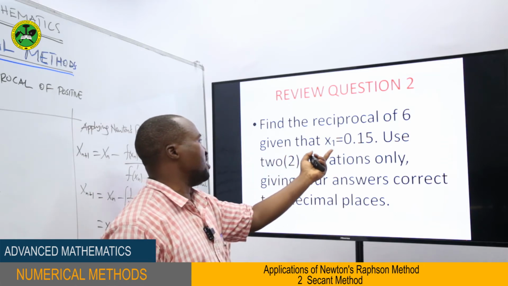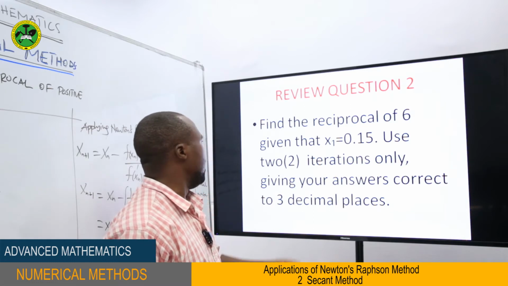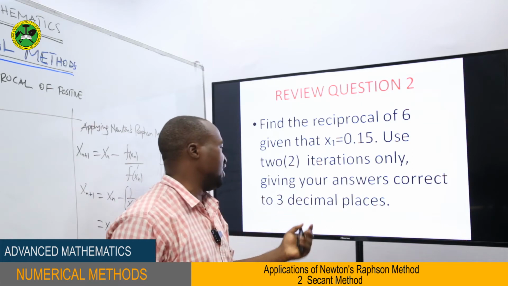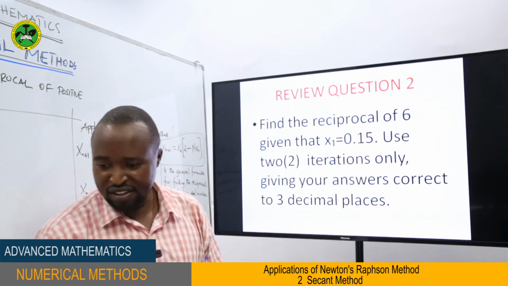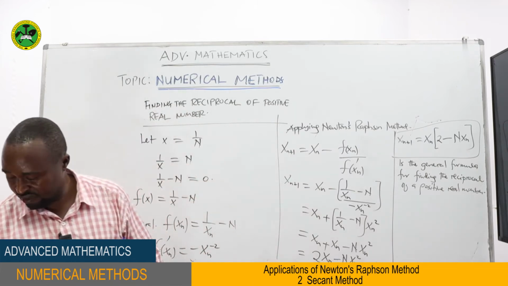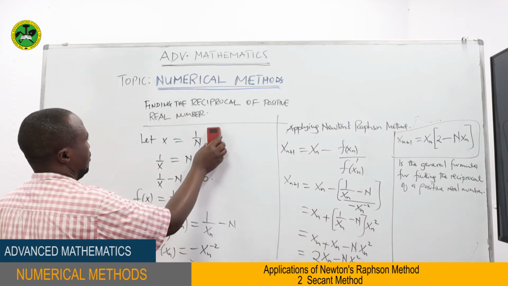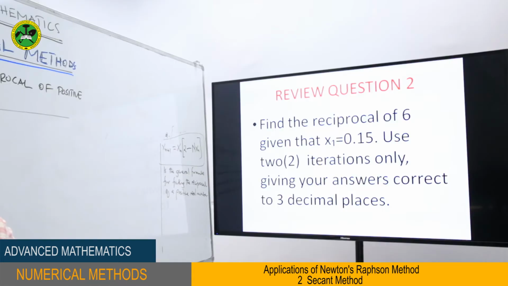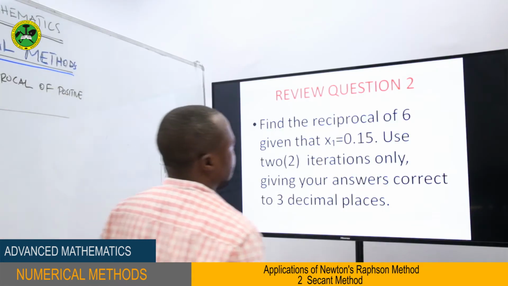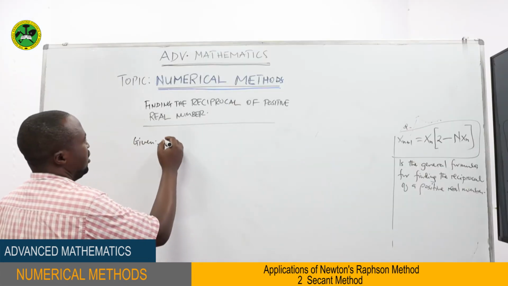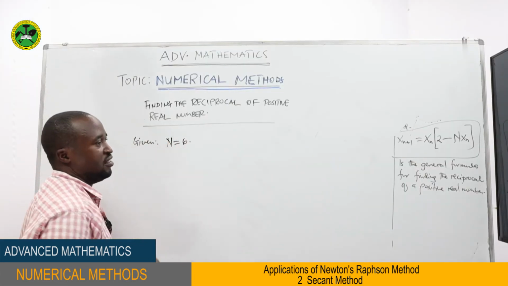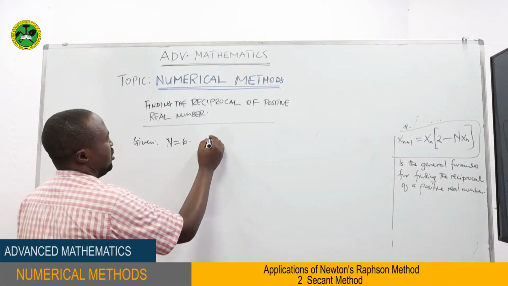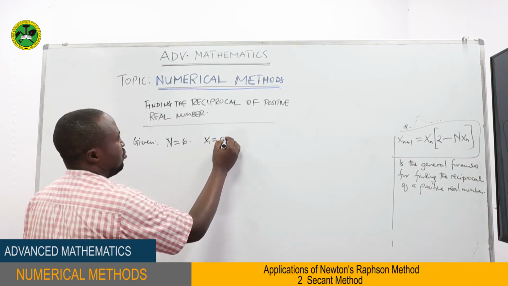Now let us see a question, a review question 2, which says find the reciprocal of 6 given that x1 is equal to 0.15. Use 2 iterations only and give your answers correct to 3 decimal places. So given, find the reciprocal of 6, therefore n is equal to 6. So here n is equal to 6. And again, we have x1, which is equal to 0.15.